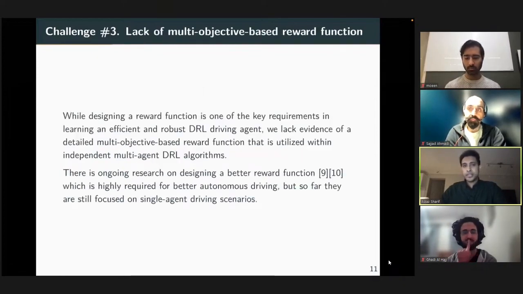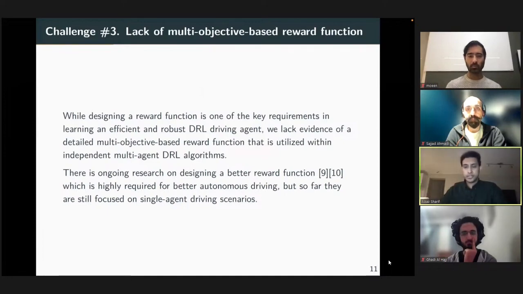And the third challenge is, if we are talking about reinforcement learning, one of the key components of designing a reinforcement learning algorithm is designing a reward function. We still lack evidence of a detailed multi-objective reward function that can be utilized within multi-agent deep reinforcement learning algorithms. There is ongoing research on designing a better reward function, which is highly required for better autonomous driving. But so far, they are still focused on single agent driving scenarios.